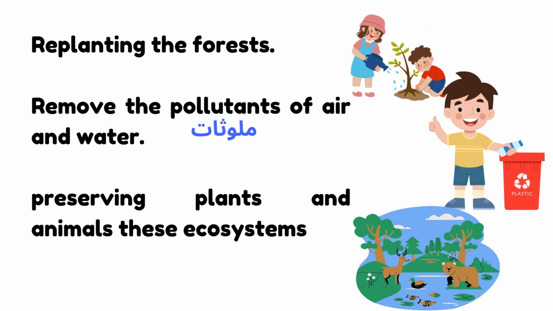So, to restore the ecosystem, we need to replant the forests, remove the pollutants of air and water, the things that cause pollution for the water and air, and protect plants and animals in these ecosystems.